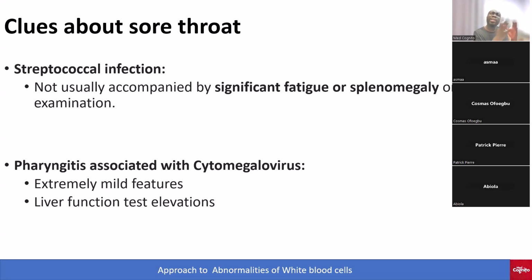Now back, how do I differentiate between the sore throat of strep throat and the sore throat of infectious mononucleosis? Can somebody help me?